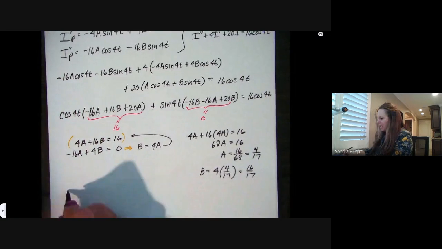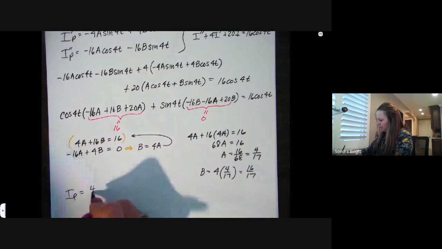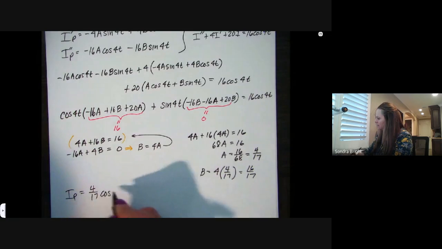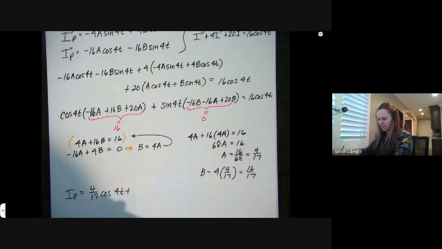So your particular solution is a, which we said was 4 over 17, times cosine of 4t plus b, which we said was 16 over 17, times sine of 4t.